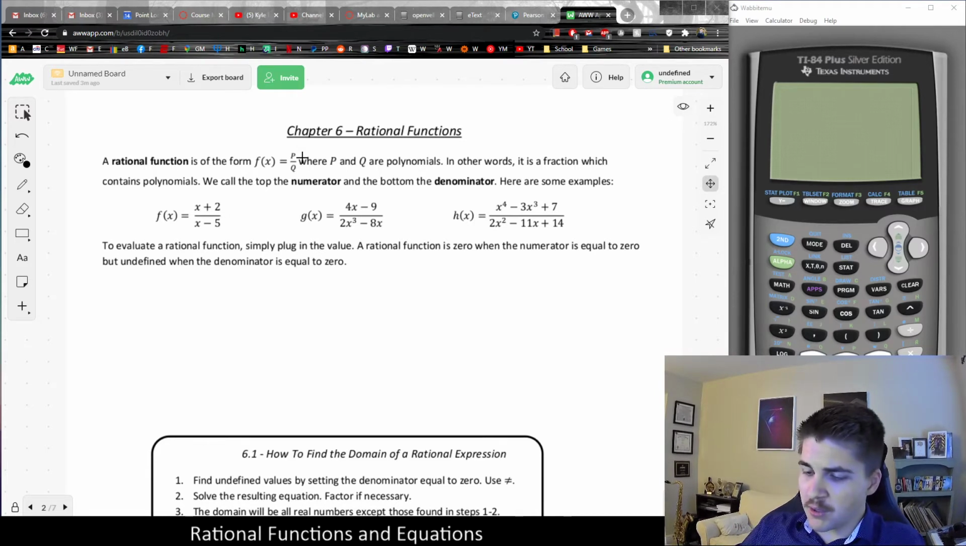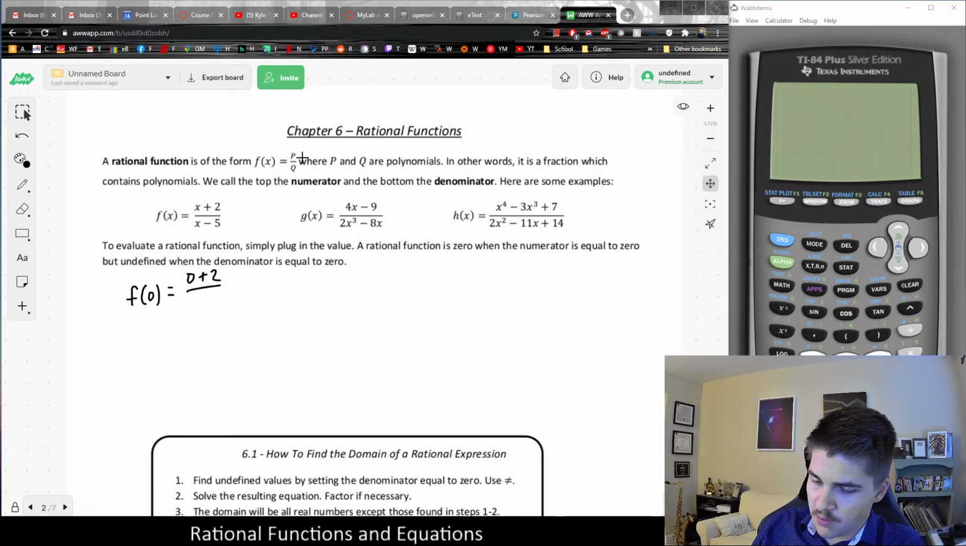So say, for example, looking at f of x in this case, let's just say we were going to plug in 0. Also, another thing about graphing rational functions, which we're not going to focus on in this chapter: if we wanted to know where the y-intercept is, it's always going to occur at f of 0 in any function. Let's say we wanted to know what that would be. I'll just plug it in: 0 plus 2 over 0 minus 5. I would get 2 over negative 5, which is equal to negative 2/5, or negative 0.4.